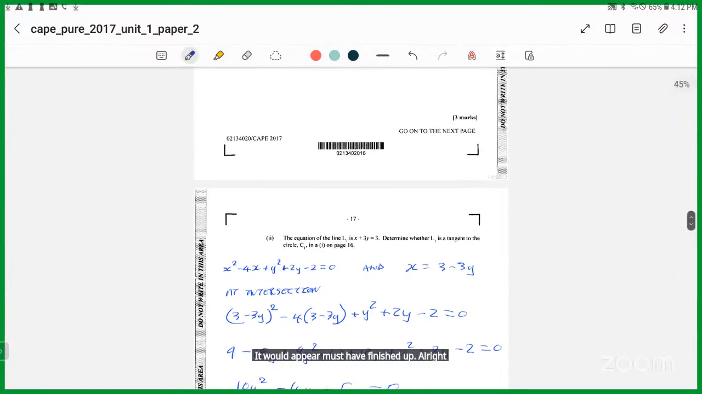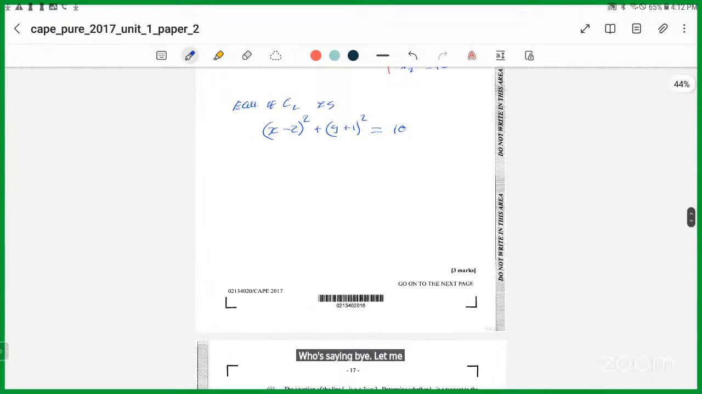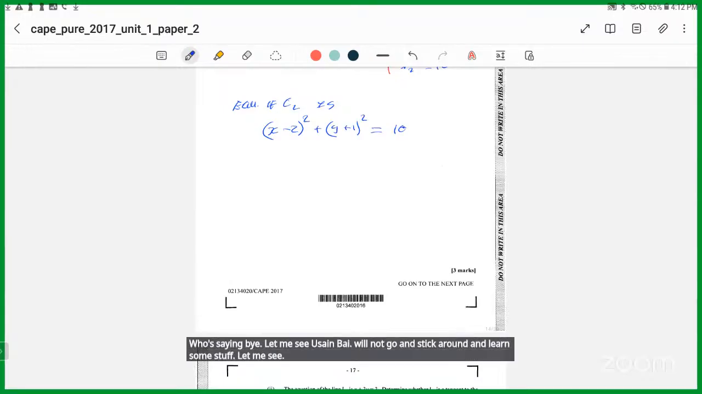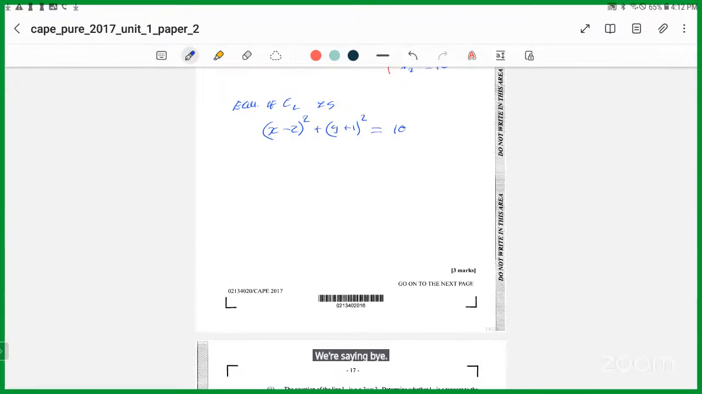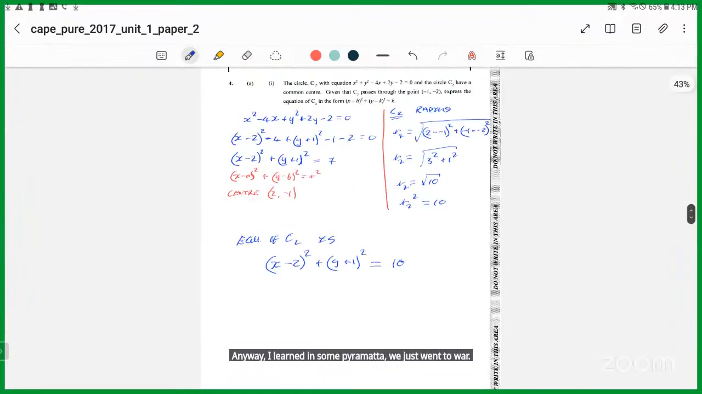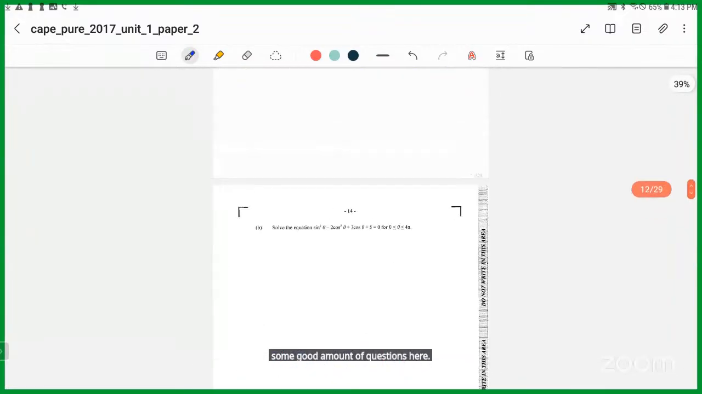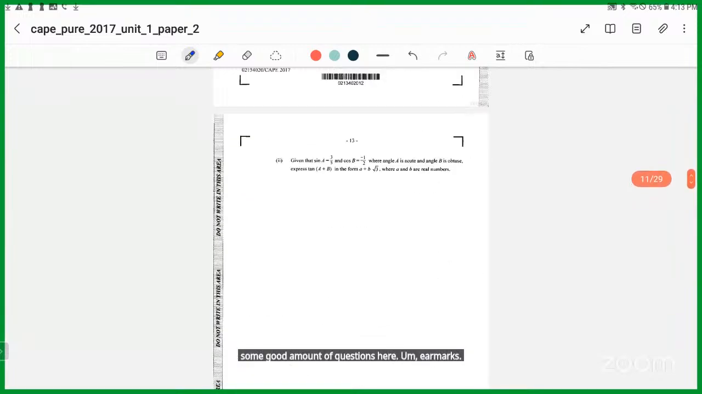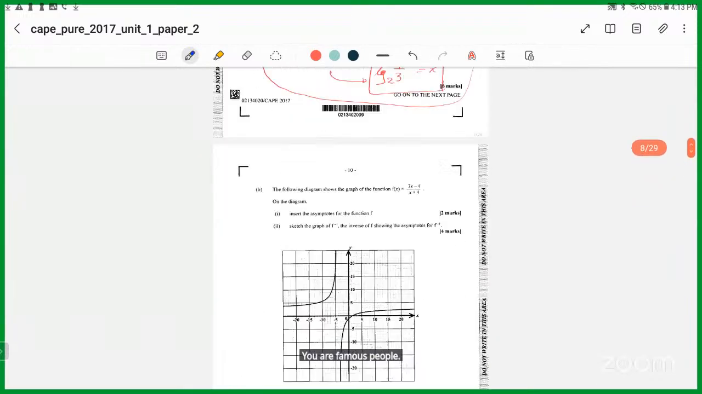Alright, sir. Who's saying bye? Let me see who's saying bye. We're not going to stick around and learn some stuff. Let me see. Who's saying bye? Luke, you stand by? No, sir, but I have to go now for real though. I want to see which day you guys stick around and learn some pure maths from now. Anyway, you're learning some pure maths because we just went through a good amount of questions here. Pure maths paper, right? That you're learning from. So it's alright.